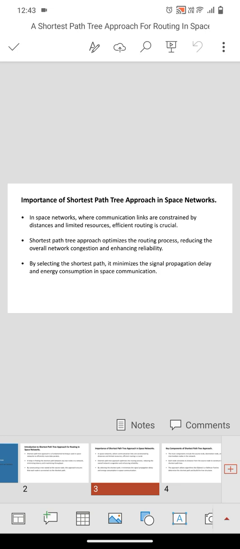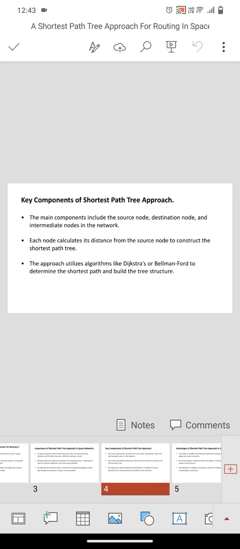This is the importance of the shortest path tree, and we can see what the key components of the shortest path tree approach are. Three main components include the source node, destination node, and intermediate nodes in the network. Each node calculates the distance from the source node to construct the shortest path tree. The approach utilizes algorithms like Dijkstra or Bellman-Ford to determine the shortest path and build a tree structure.